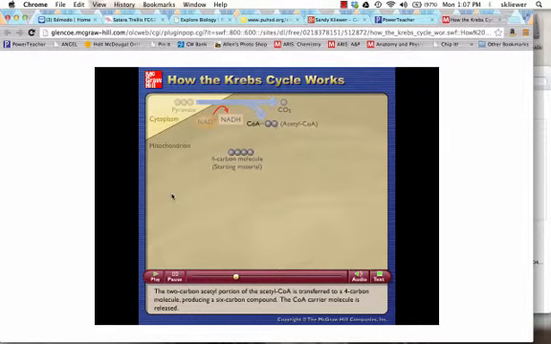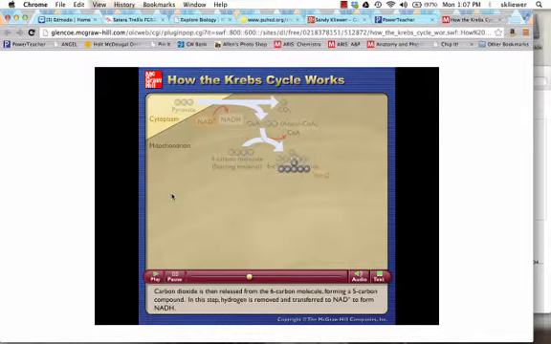CoA transferred to a carbon molecule. CoA carrier molecule is released. Carbon dioxide is then released from the 6-carbon molecule, forming a 5-carbon compound.